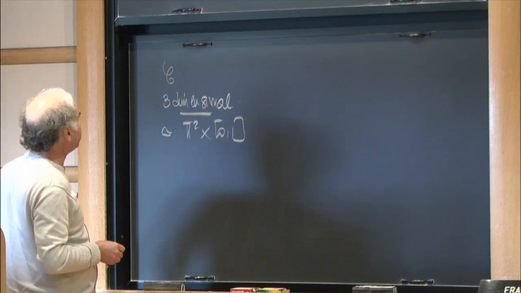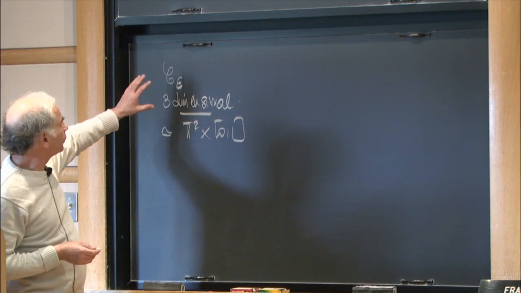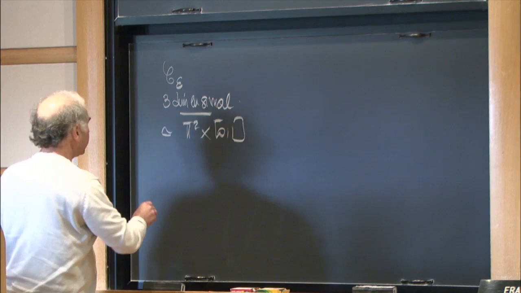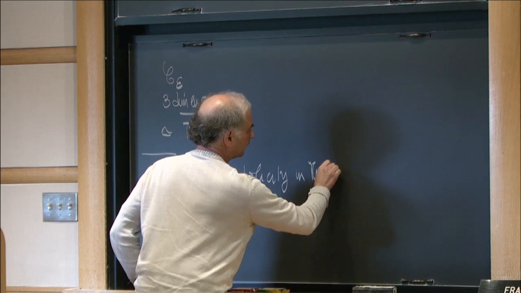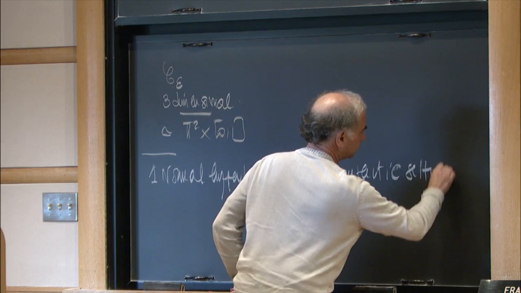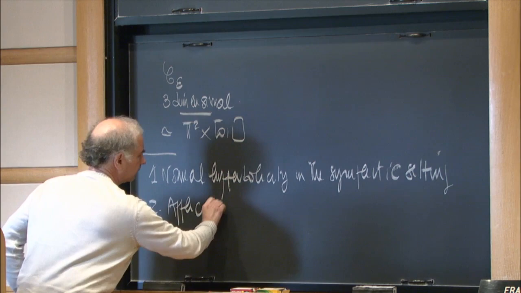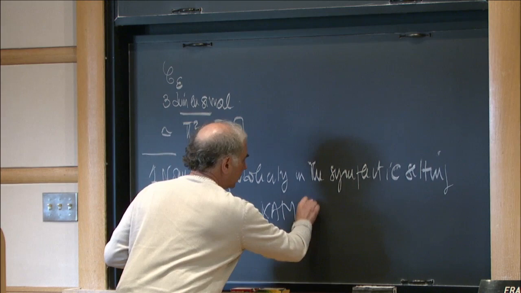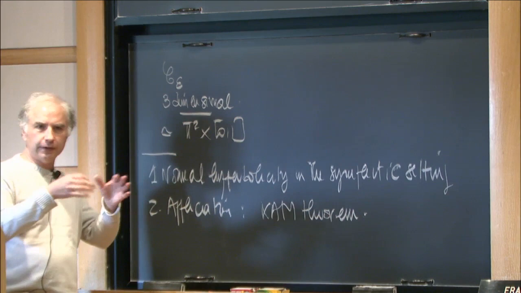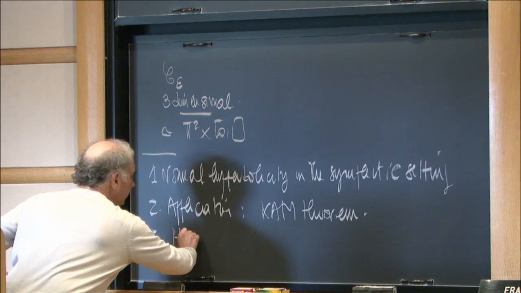So C epsilon. And I have to make precise the geometry and so on. So I will begin with normal hyperbolicity in the symplectic setting, then application, essentially how to apply KAM theorem in this setting, because we will have to apply KAM theorem at some place. And this needs to be very careful on the regularity and everything. And then if I have time enough, homoclinic properties.